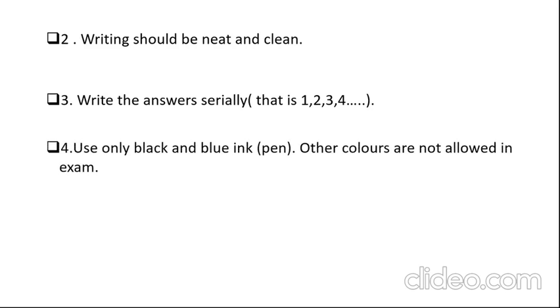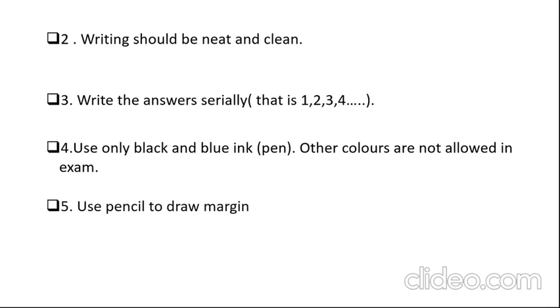Number 4, use only black and blue ink, that is black and blue pen. Other colors are not allowed in the exam. Most of the students sometimes use pink or red or green colors in the exam paper. Do not use that. Only black and blue is allowed.